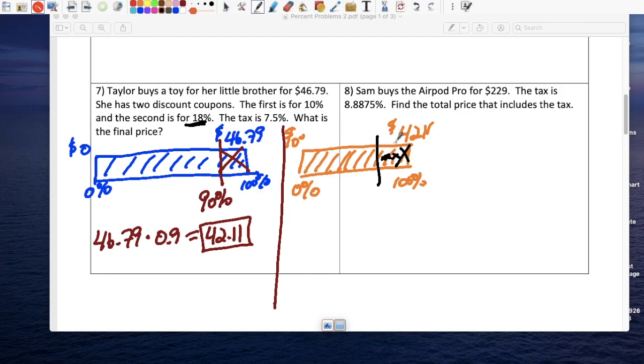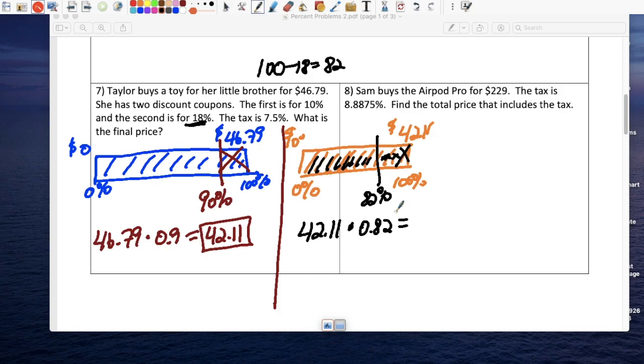I have a second discount. I'm no longer responsible for 100% of 42.11, but if you subtract 100 minus 18, you get 82. So I am now responsible for only 82% of the $42.11. And we can easily find that out. 42.11 times 0.82 is going to give me $34.53.